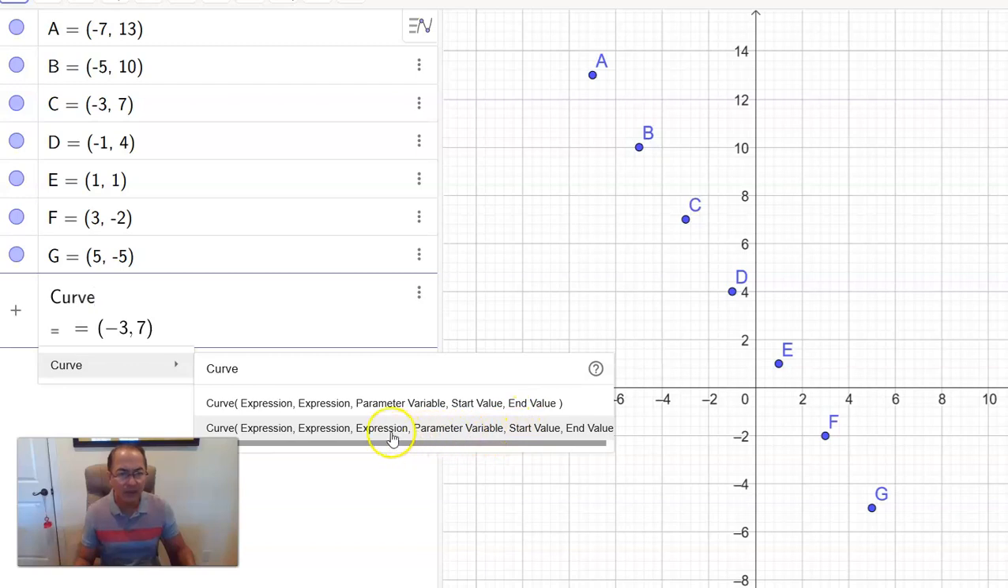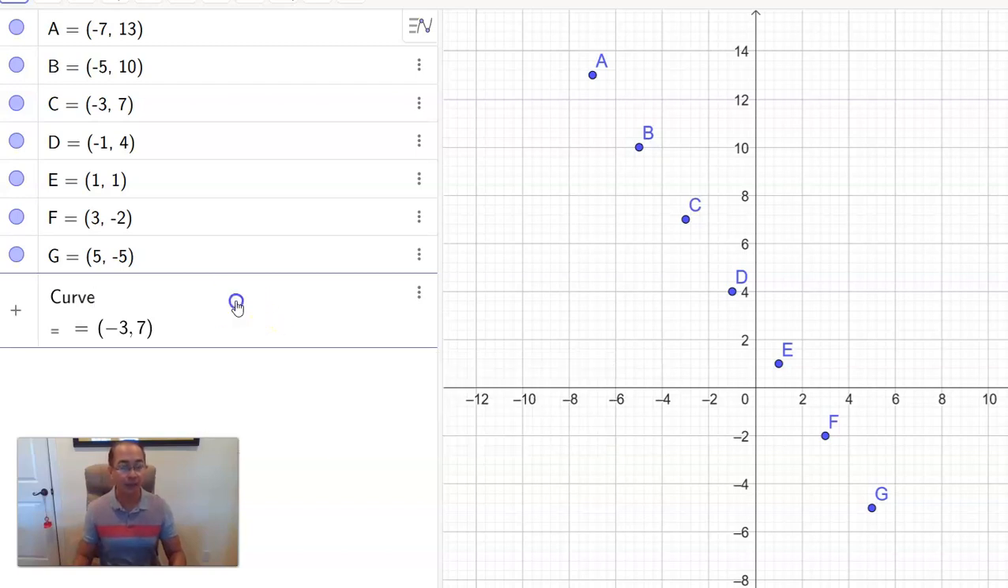This one looks similar, except there are 3 expressions. That's because for those of you who are going on to multivariable calculus, and of course I have a full set of videos for that subject, we will be drawing parametric curves in space, in 3 dimensions. So that's something to look forward to. If you want to check it out, go to my channel on multivariable calculus.